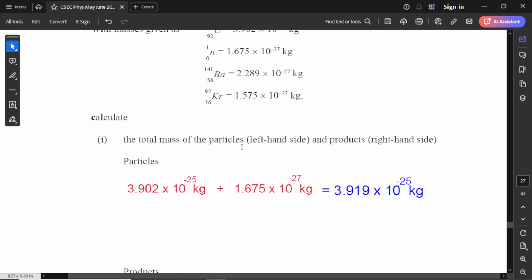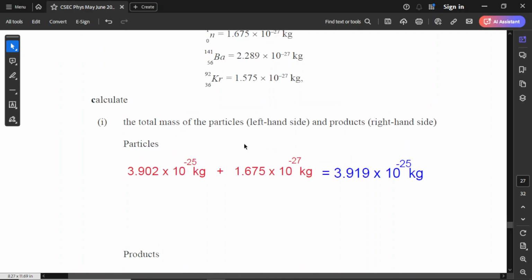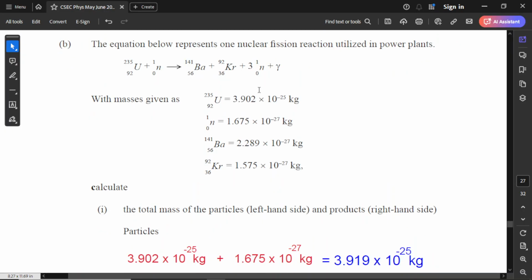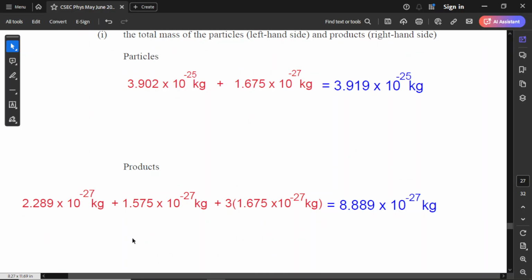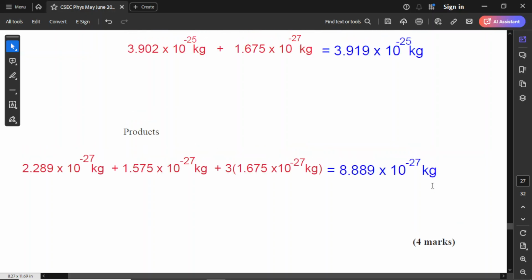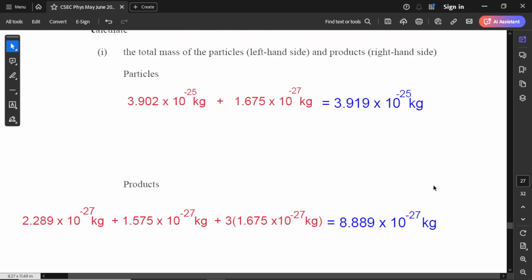Now for the products, how many products do we have here? We have 4 products. However, the gamma ray has no mass, so we use Ba, Kr, and N. However, N is 3 of them, and that's very important to note. You have 3 N's, so you have to multiply the N by 3. Here we have a total of 8.889 times 10 to the minus 25 kg. Let's go back so you can take a snapshot of that or write it down as quickly as you can.